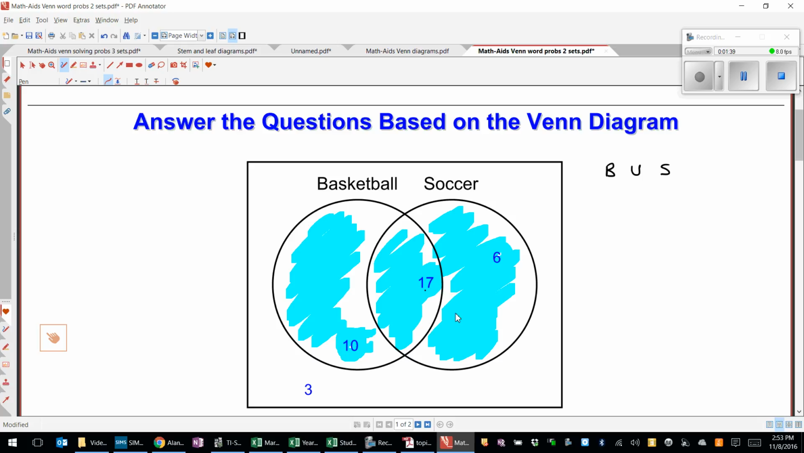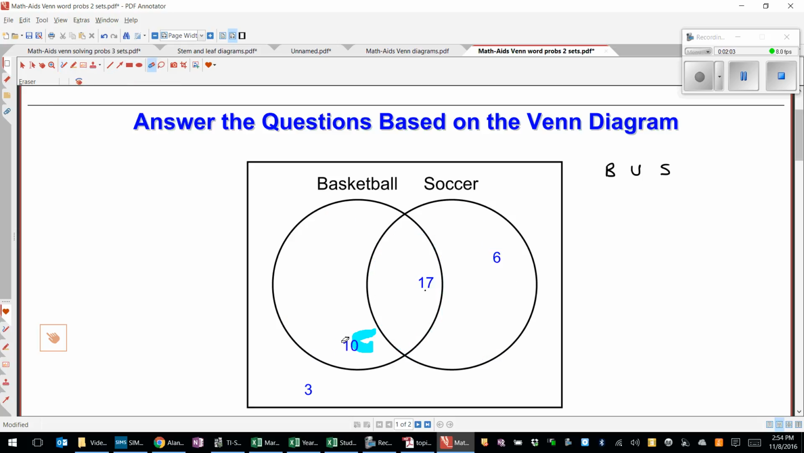I would have to actually say how many students like basketball or soccer only. Remember, we use those extra words: only basketball or soccer, or basketball or soccer but not both. If I only use the word "or," we don't exclude that. Right, so the next one then is how many students do not like either basketball or soccer?